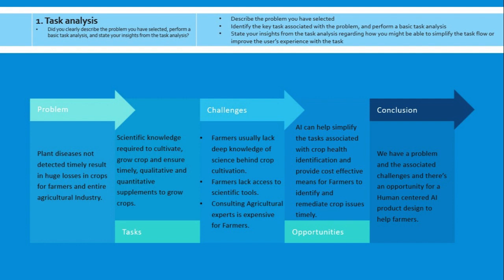And who cares for this problem? There's a large population of agricultural industry that is impacted, and ML can help solve it.